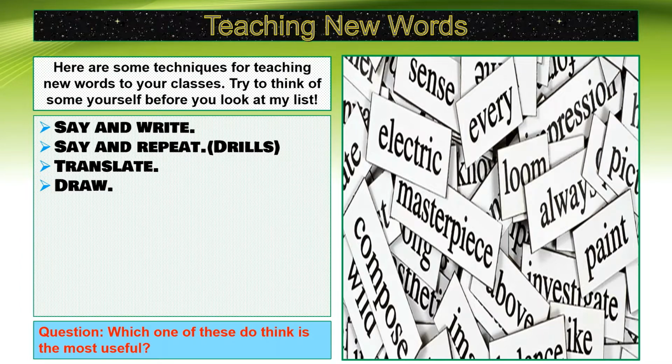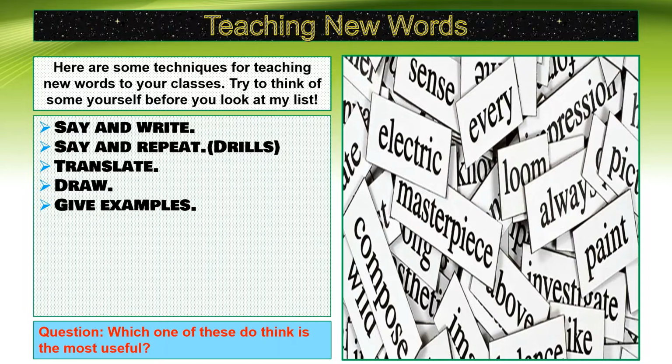Draw. This is very good for visual learners. You can incorporate this with your flashcards as well. Maybe you can get the students to create your flashcards. If they're easy words such as verbs or adjectives, you can get them to draw pictures in their book or pictures on the board for everybody to see.